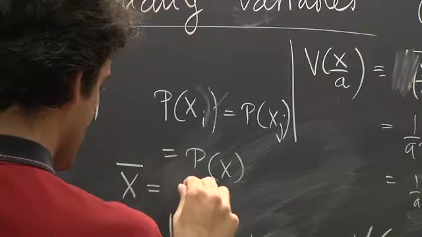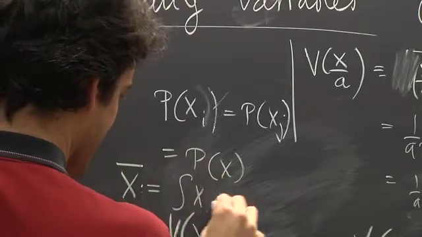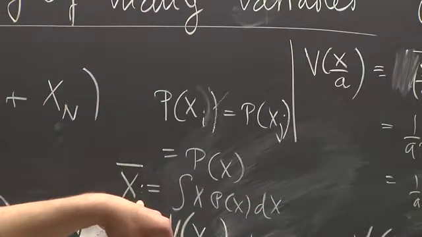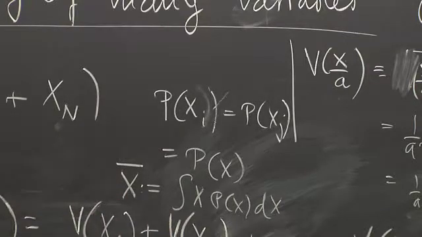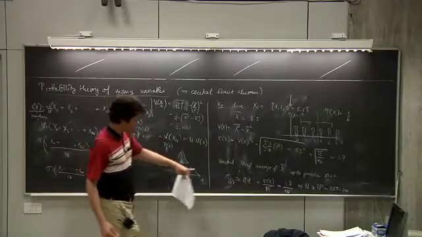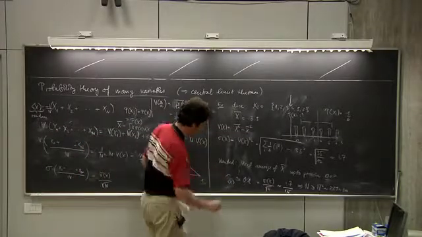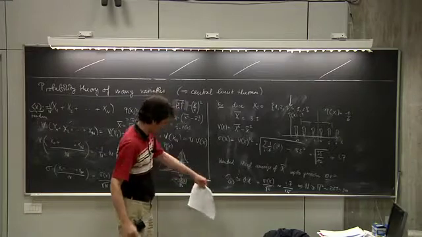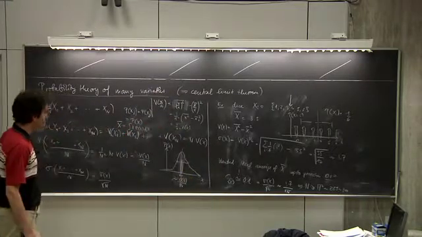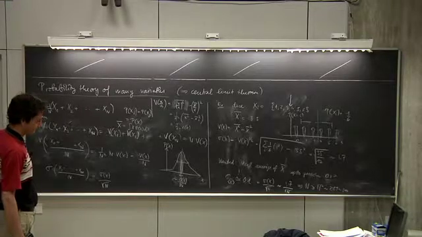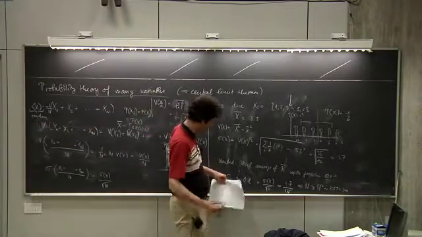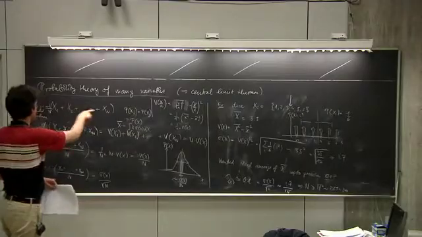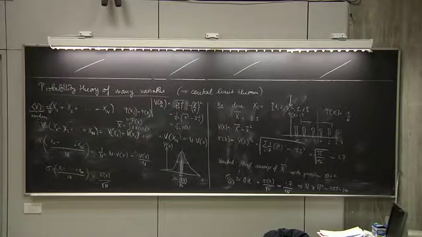So this is by definition, for example, the integral of x P of x dx. So this is a number. This is not a random variable. This is a random variable. So if I write sigma of this object, what I mean is the square root of the variance of that random variable, which we express through the variance of each random variable that enters into the definition of this thing. Is it clear?